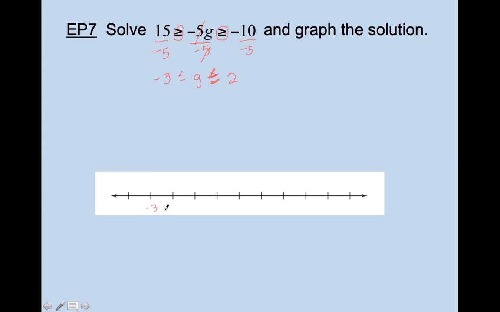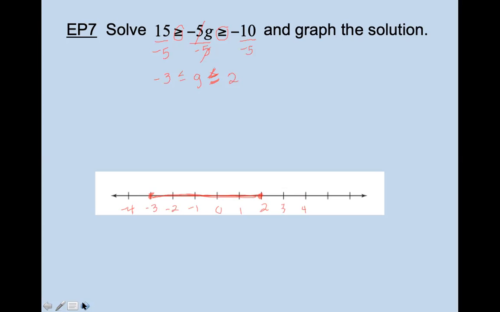We've got negative 3, negative 2, negative 1, 0, 1, 2. And I'm going to do a couple more each direction. Not much room on this side. All right, so closed circle at negative 3, because my solutions are values that are greater than or equal to negative 3 and less than or equal to 2. So closed dot at 2. And the solutions are all of these numbers in between negative 3 and 2, including negative 3 and 2.